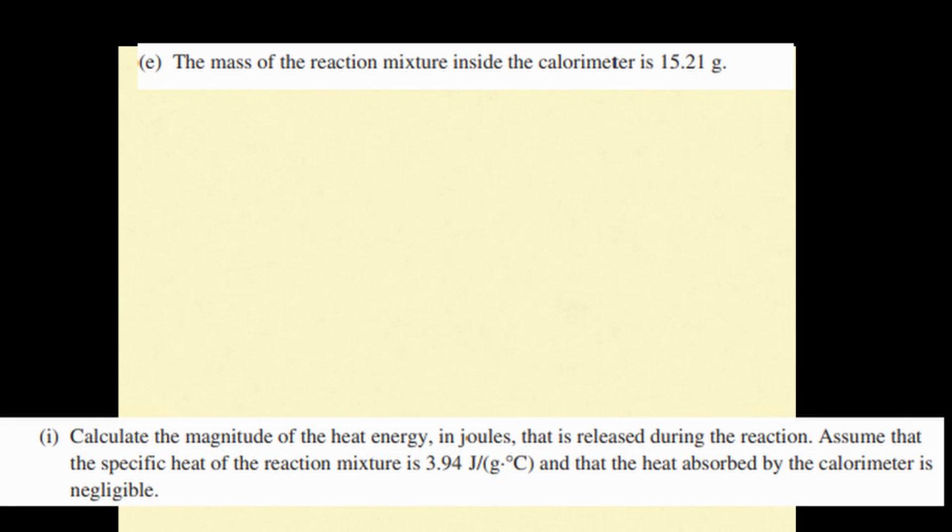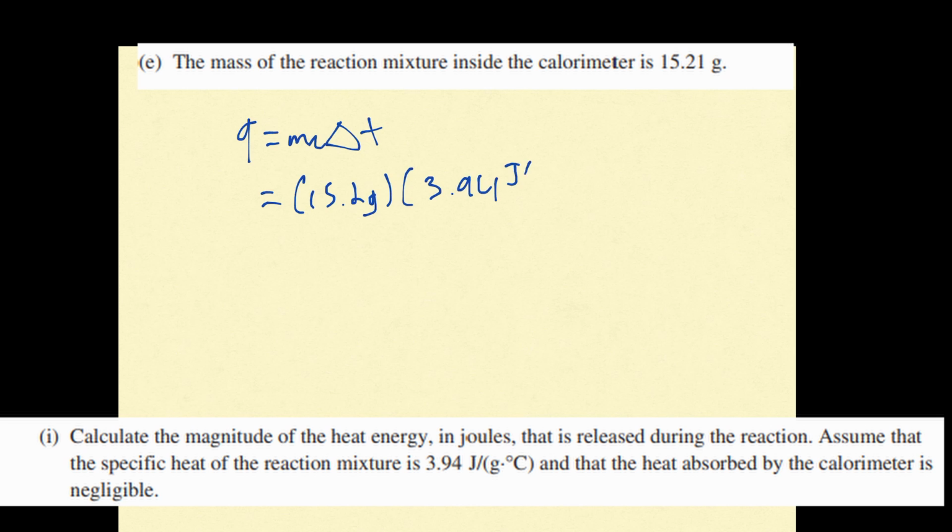This is calorimetry, so we need to use our handy dandy equation Q equals mc delta T. The question gave us our mass, 15.2 grams. We multiply that by the specific heat capacity mentioned, 3.94 joules per gram times degrees Celsius. Finally, we multiply that by the temperature change we got in the previous answer, positive 12.5 degrees, to get our energy change as 749 joules.